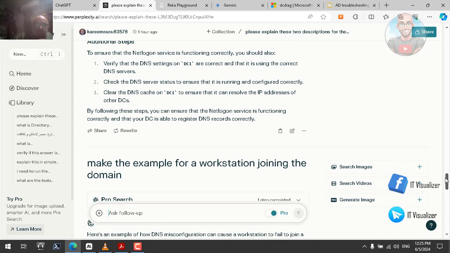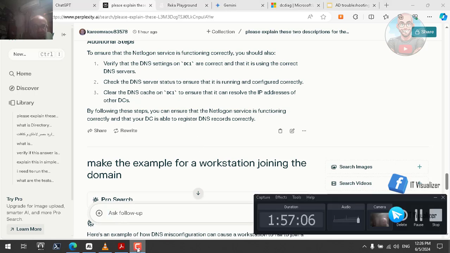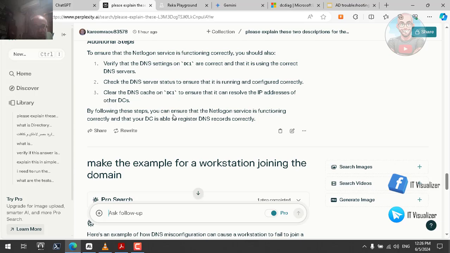The Netlogon service depends on the DNS to locate the domain controllers, to authenticate the users, or to register the computers to the DNS on the domain controller. I think this is one of the things that I have already detected, or already known. So now I think we will stop at this moment. We'll stop at this minute.